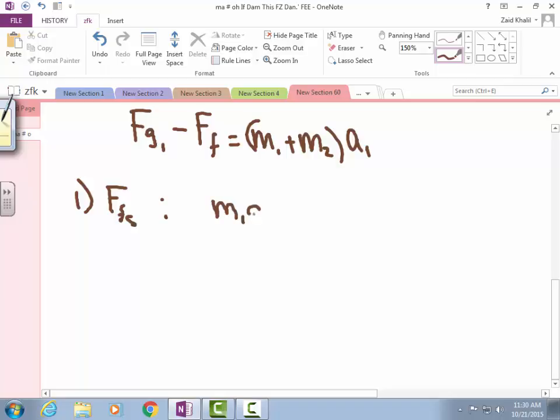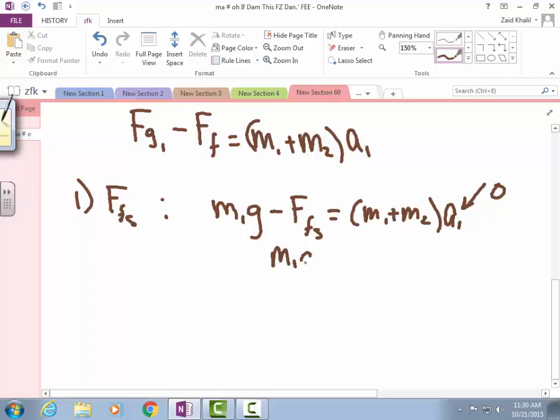We have M1G minus FFS is equal to M1 plus M2 times A1. But what is A1 equal to? 0. And so what do we end up with? That M1G is equal to FFS, which makes sense. What is that saying? That the force of static friction is precisely equal to the weight of the hanging mass. Does that make sense? Because it can't be greater.